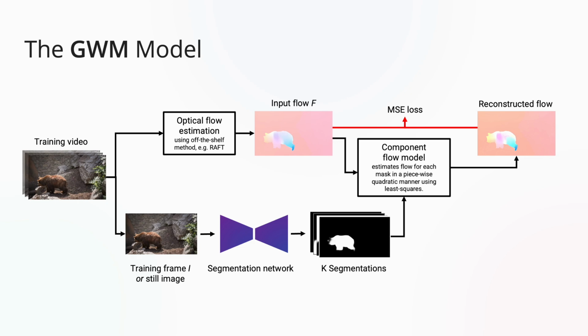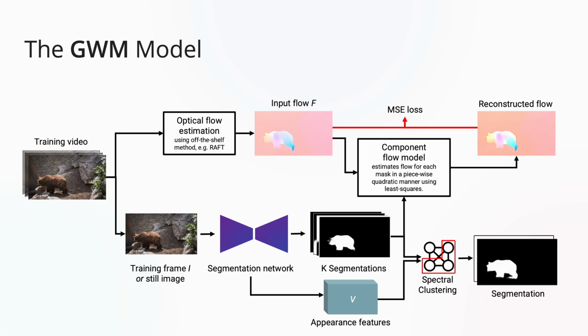To combine the multiple segments back to binary segmentation, we propose a novel inference time merging step. During inference, we take dense appearance features from the backbone of the segmentation network and average over the k components separately to obtain the mean appearance feature for each component. This enables us to perform simple spectral clustering on a graph of pairwise similarity between these segments to form the final binary segmentation.